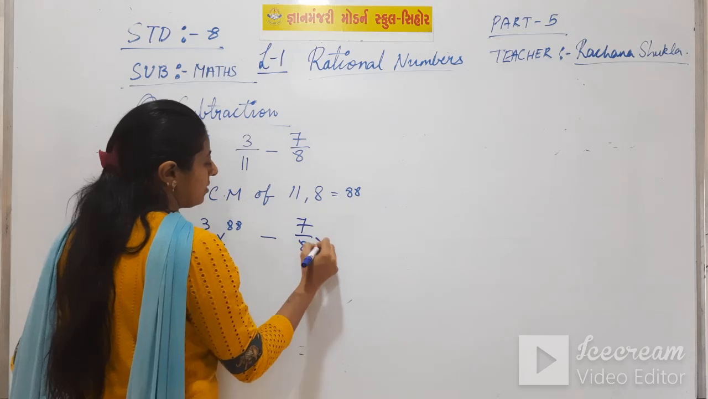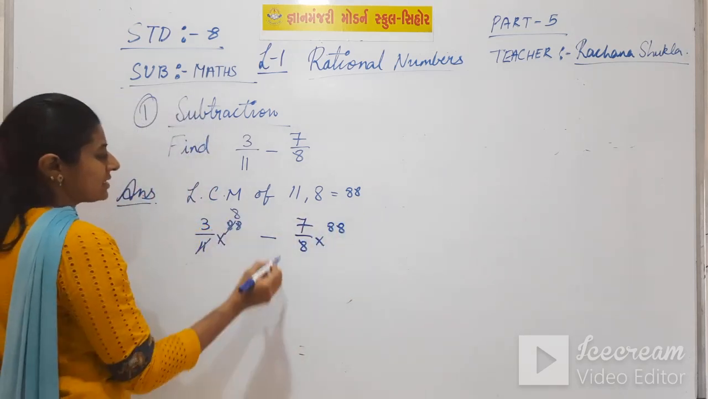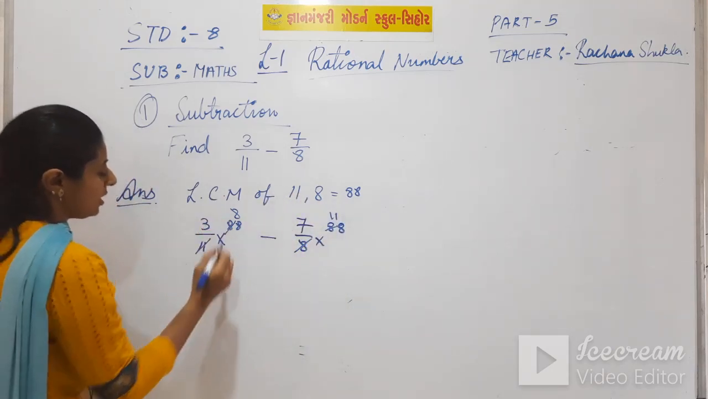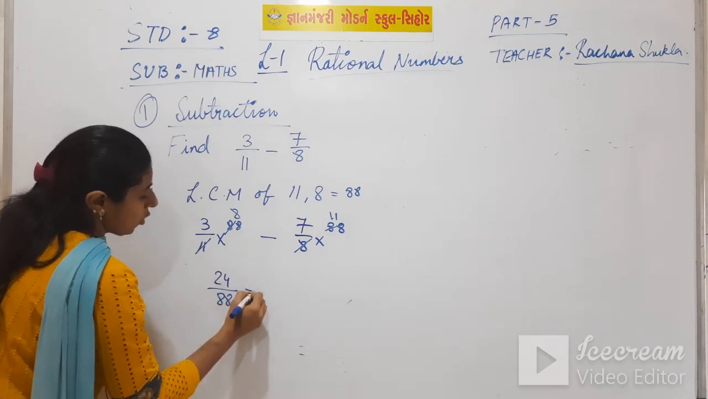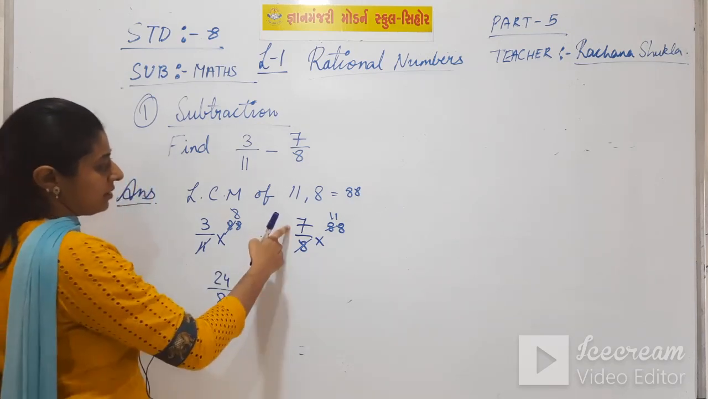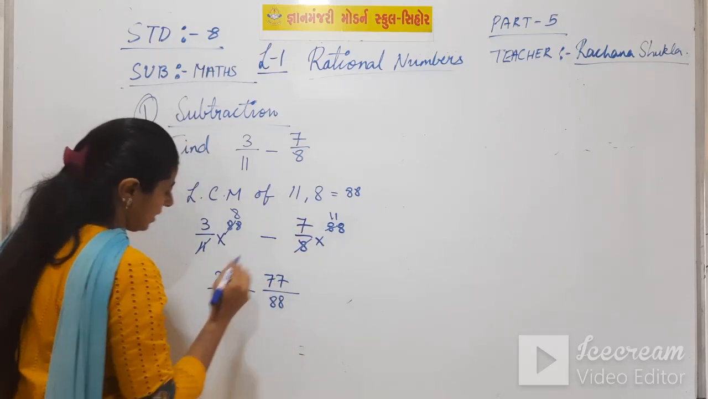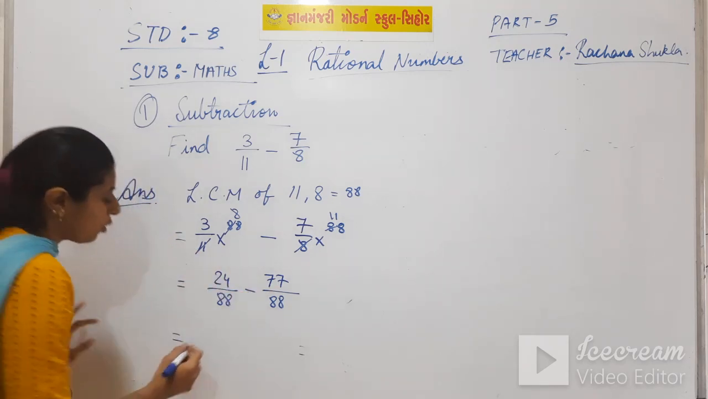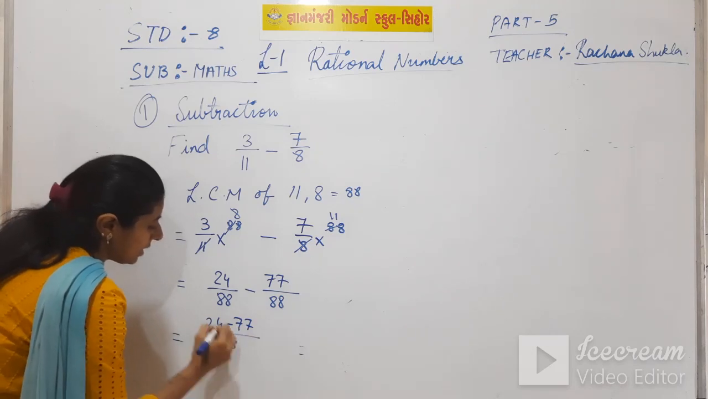Then again here, 88. 11 8s are 88. What is 3 8s? 3 8s are 24 upon 88. Your LCM will be the denominator. 7 11s are 77 upon 88. Now subtract both the terms, 24 minus 77 upon 88.